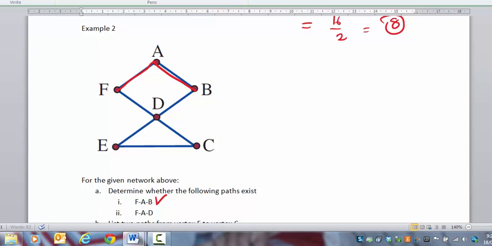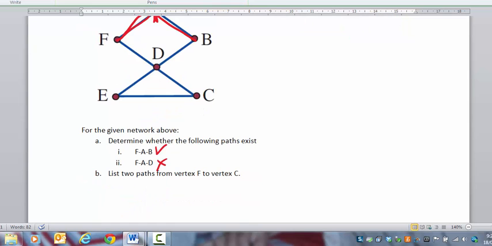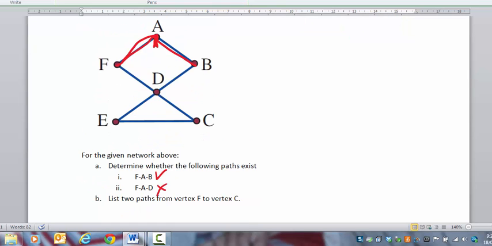FAD, let's try that. So I can go from F to A, but the problem is I can't get to D. There's no path actually connecting it. So this is not a path that exists. The final thing they'd like us to do here is to list 2 paths from vertex F to vertex C.